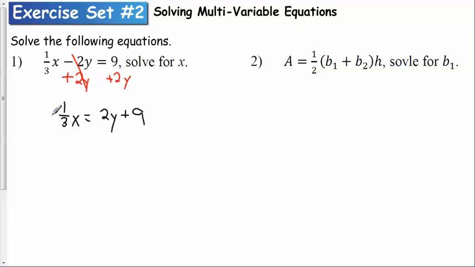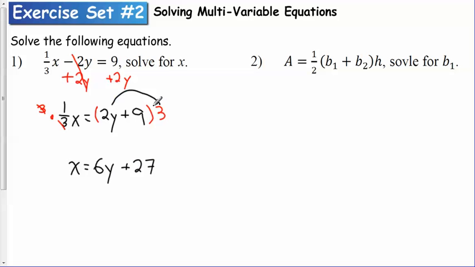If I have a fraction, remember, multiply by the reciprocal, which is really 3/1, but we're in algebra 2. You need to know by now you do not write down denominators of 1. So I'm just going to multiply both sides of the equation by 3. And then the 3 and the 3 cancel. I have 1x, which means the x is all by itself. And then I just distribute the 3, and I get 6y plus 27.